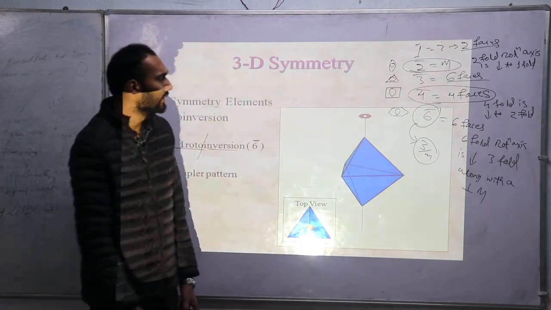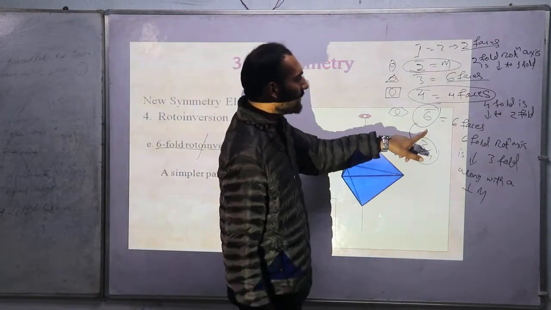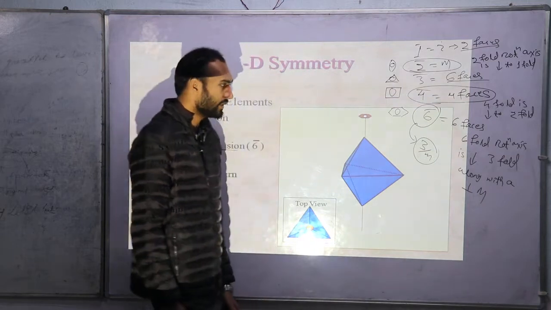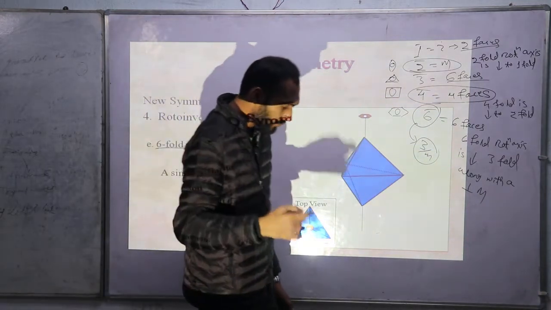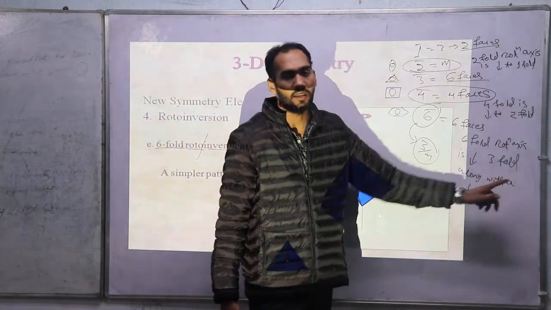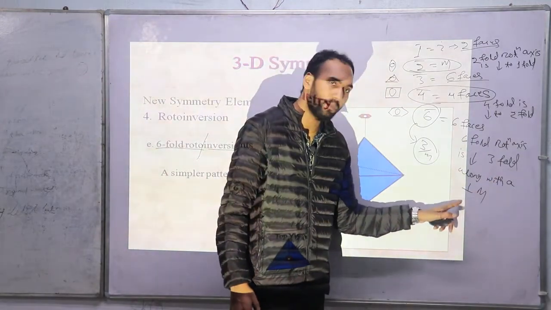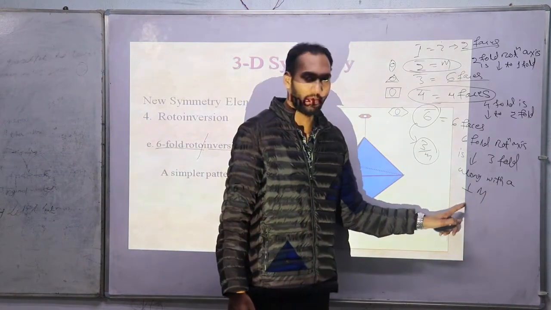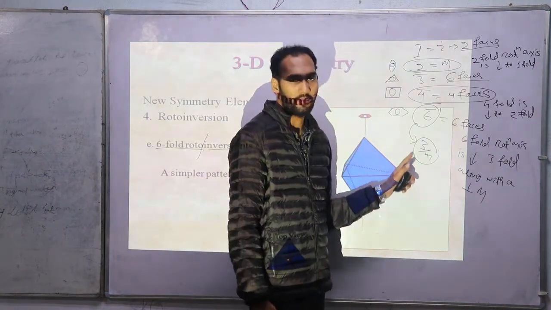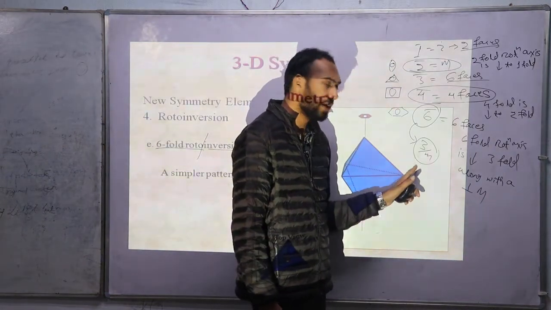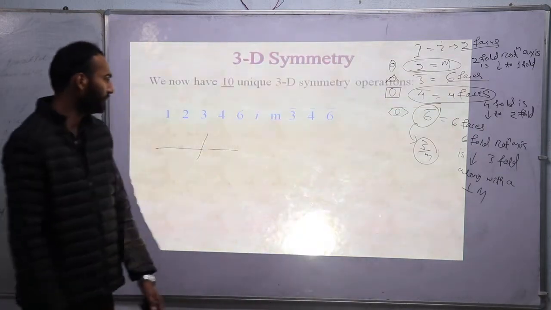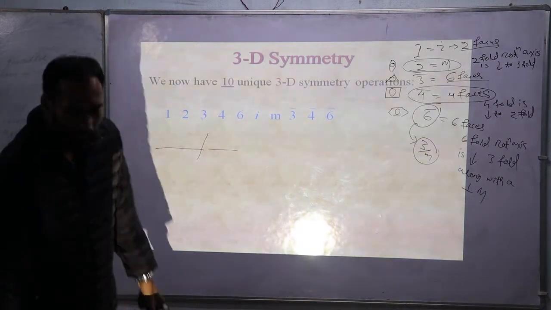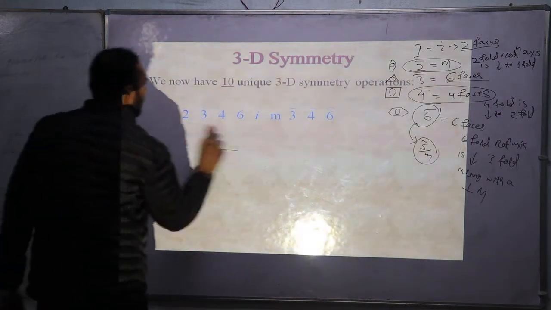So I'll discuss that. 6 bar again has 6 faces, but the 6-fold rotation is reduced to 3-fold rotation along with one perpendicular mirror. As the mirror plane is perpendicular, we write 3 by m. We are writing 3 by m. Okay, this is reduced to 3 by m. So we have studied these things.